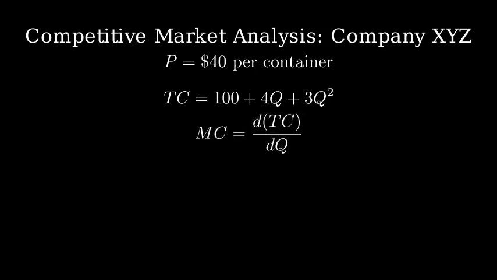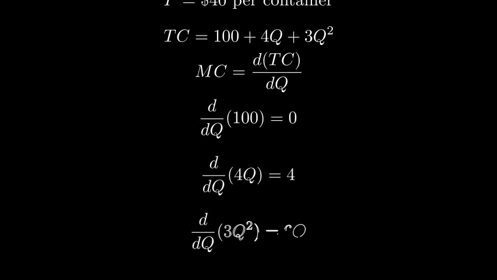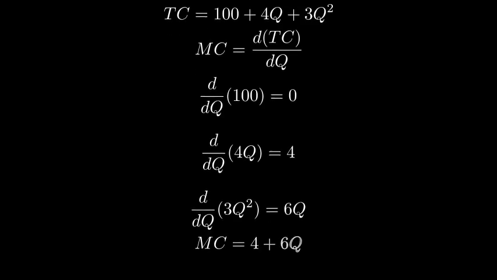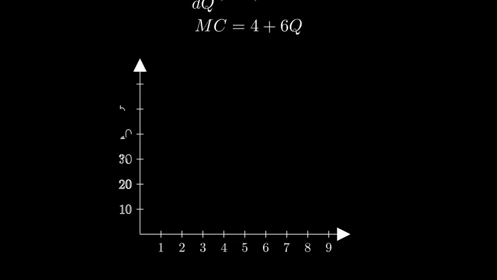Let's start with part A, finding the firm's marginal cost. Marginal cost is the derivative of total cost with respect to quantity. Let's differentiate each term. The derivative of 100 is 0, the derivative of 4Q is 4, and the derivative of 3Q squared is 6Q. Therefore, the marginal cost function is 4 plus 6Q. Let's visualize this on a graph.